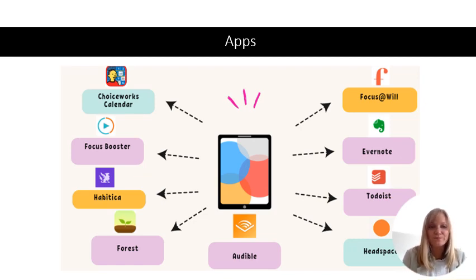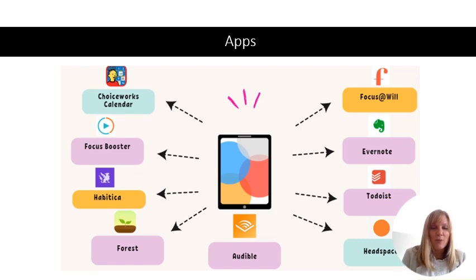Habitica is an app that encourages you to put your to-do list on there and then it rewards you. It's like a game, a platform game format where they get points and earn coins for having done things on their to-do list, so that can be quite helpful with organisation and motivation. Forest is a great app for focusing attention, especially if they're getting distracted by things on their phone.